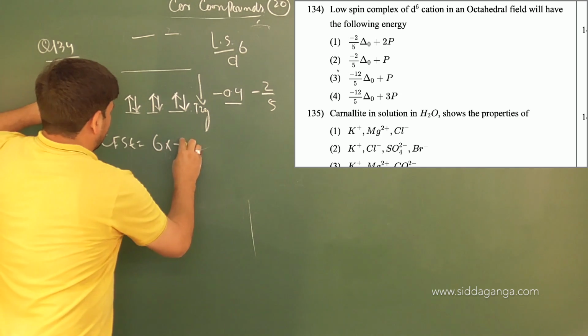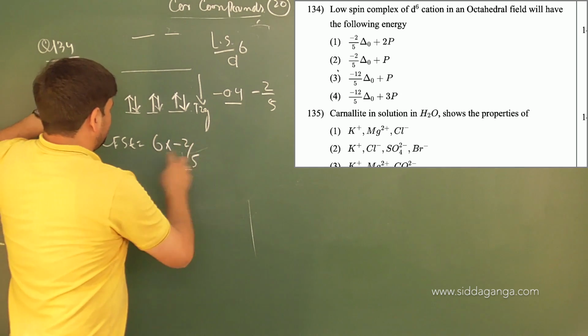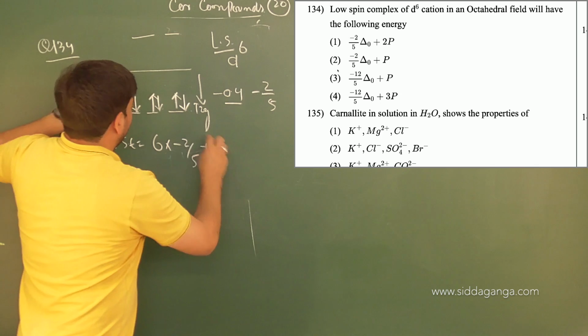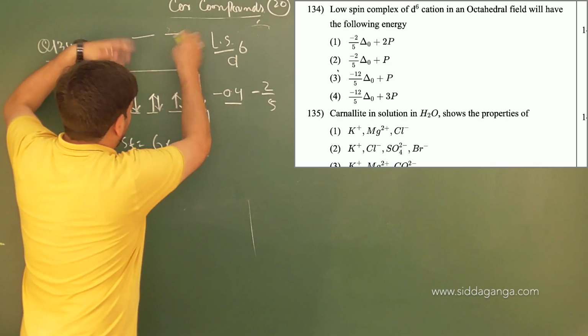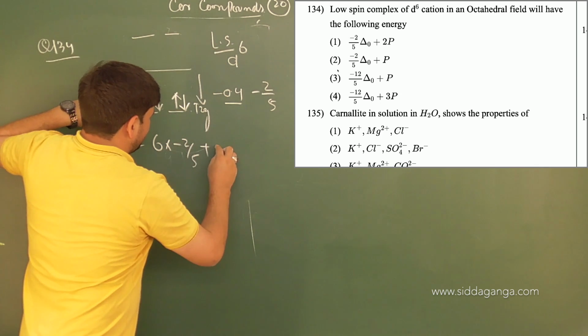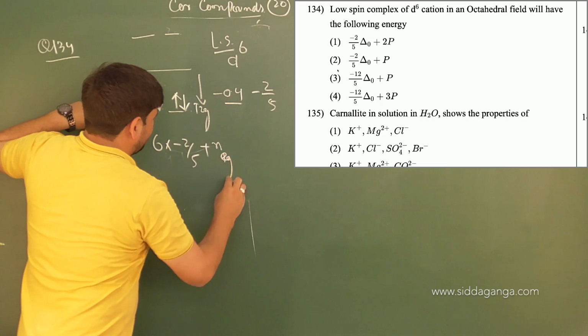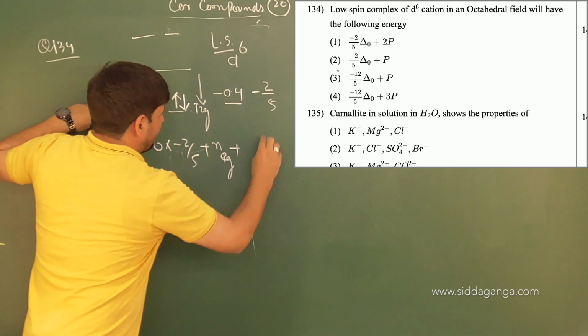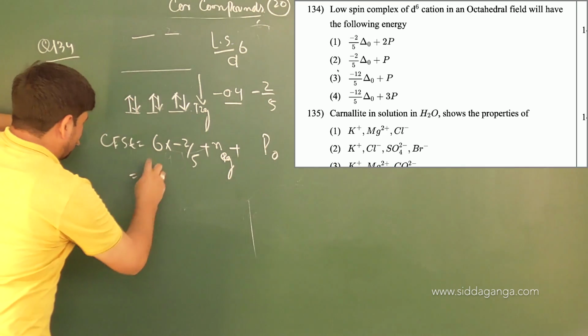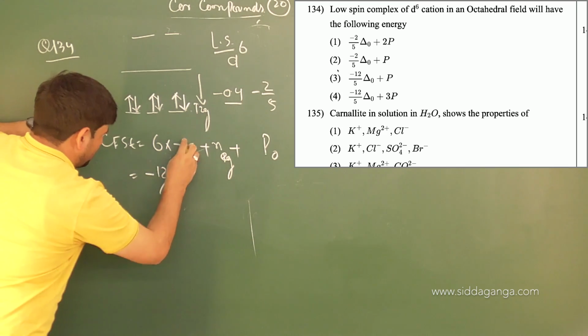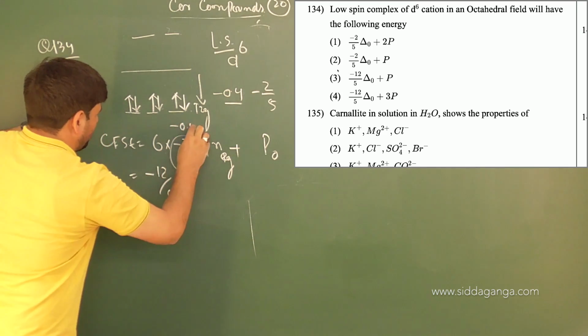6 into what? Minus 2 by 5, because 6 electrons plus number of electrons in EG. There are no electrons in the EG set, plus pairing is in which field? Octahedral field. So that makes it minus 12 by 5, or minus 2 by 5 is technically minus 0.4.